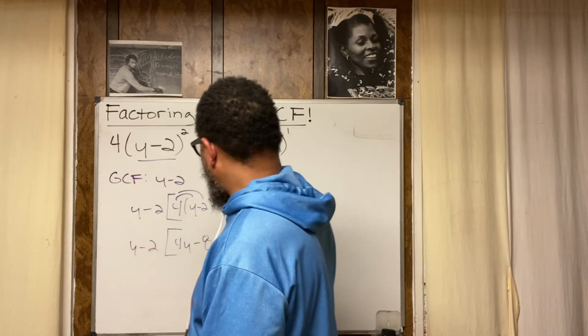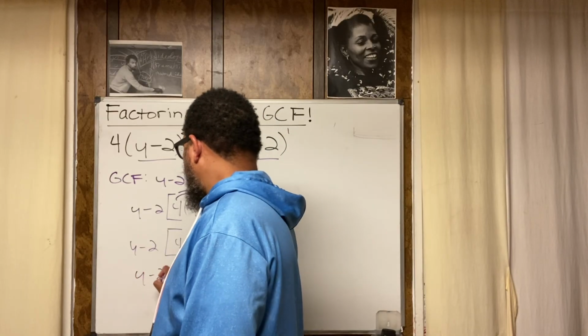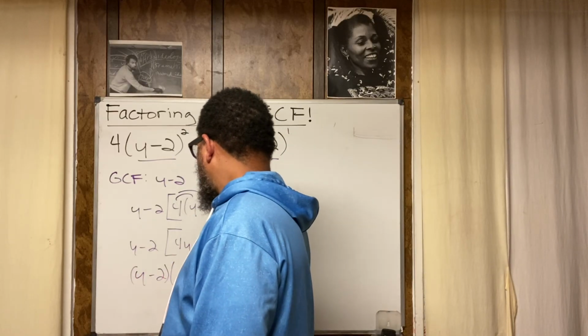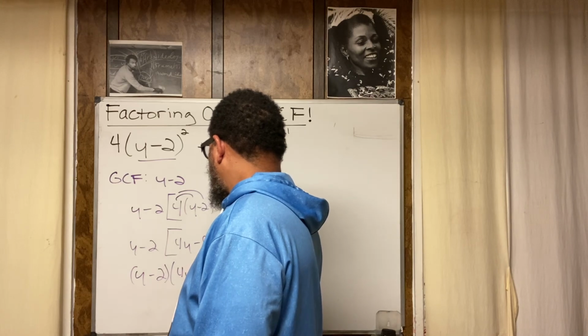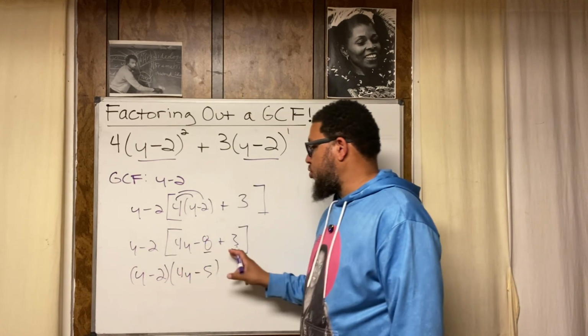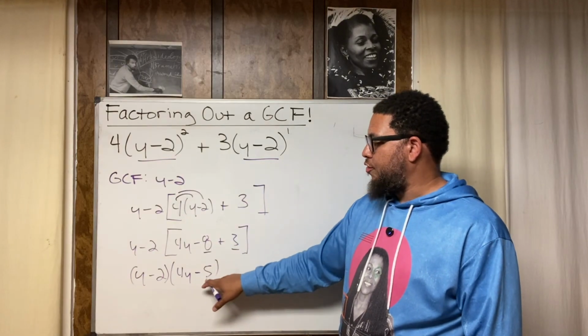So now I'm going to simplify this. I'm going to put this negative 8 and this 3 together. So we're going to end up with y minus 2 times 4y minus 5. Make sure you know how to add and subtract positive and negative integers. Negative 8 plus 3 is negative 5.